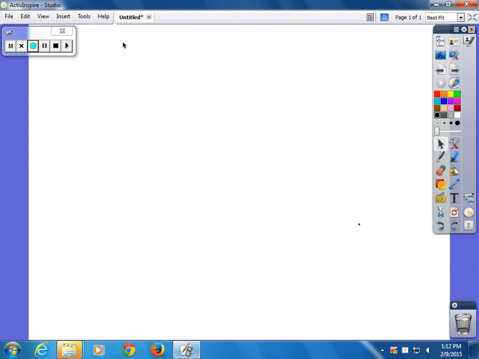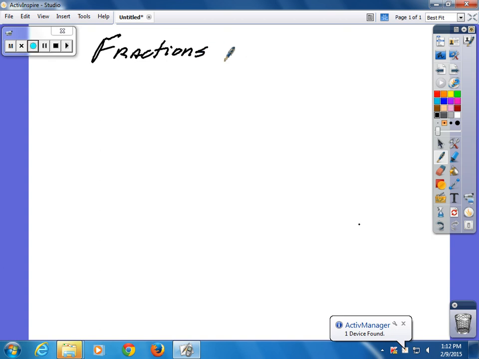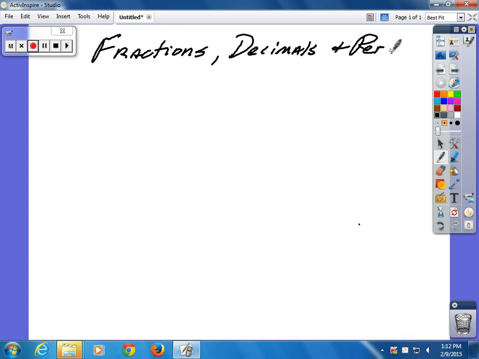Fractions, decimals, and percent. Now the first part of this, I'm just going to show you the difference between the three, and of course most of y'all know that. But the second part, I'll show you the two types of questions you're going to get pretty much on the test.